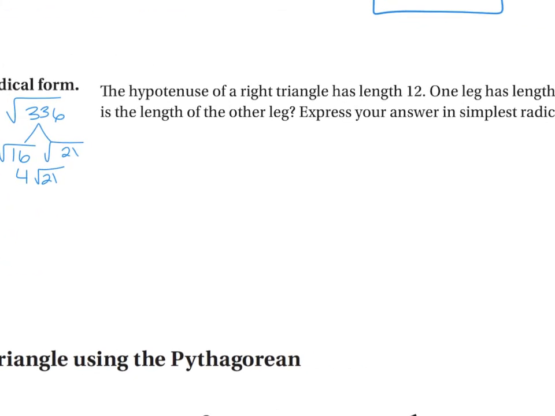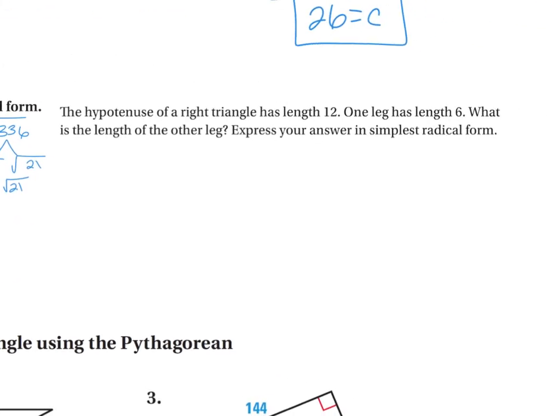Okay. Next one, the hypotenuse of a right triangle has length 12, so the hypotenuse, let's just draw it again. Hypotenuse is 12, and one leg has a length of 6. What is the length of the other leg? Express your answer in simplest radical form. So we know this one is our C. And let's call this, it doesn't matter, A, and this one B. You could switch the A and the B if you'd like, it doesn't matter.